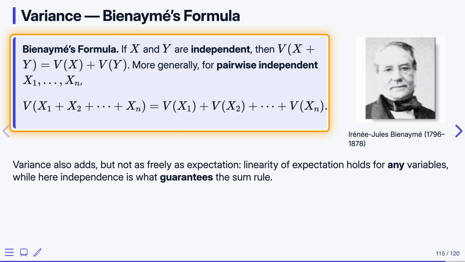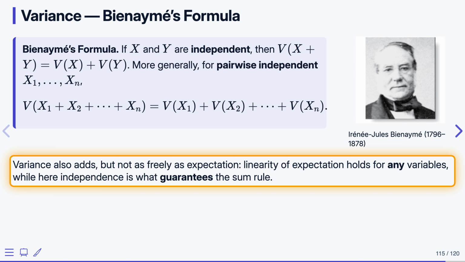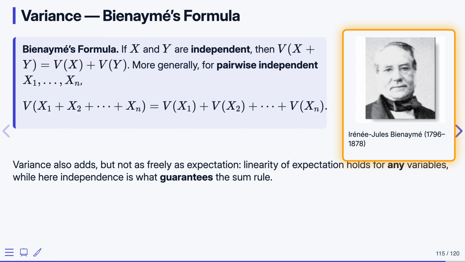Variance has its own addition rule, called Bernoulli's formula. For independent random variables, the variance of a sum equals the sum of the variances. See the difference from expectation. Linearity of expectation works for any random variables at all. Here we need more. Independence is what guarantees the sum rule, and without it the rule can fail. The formula is named after Bernoulli. Let's use it on Bernoulli Trials.